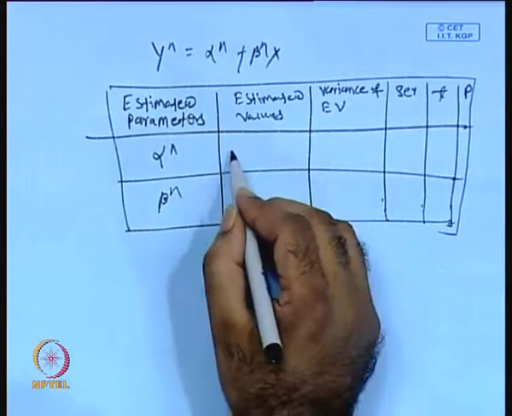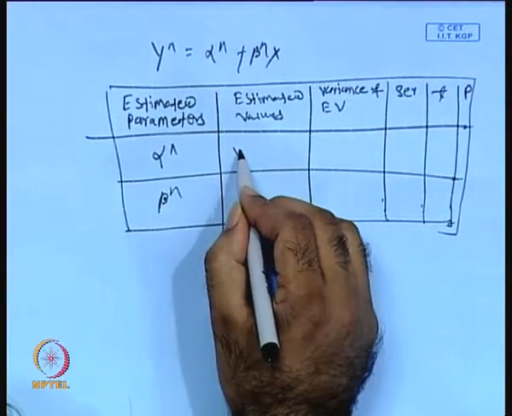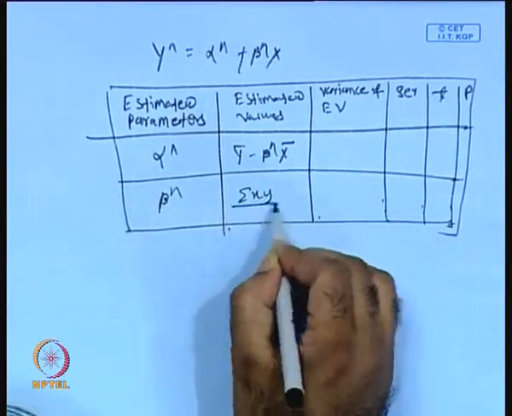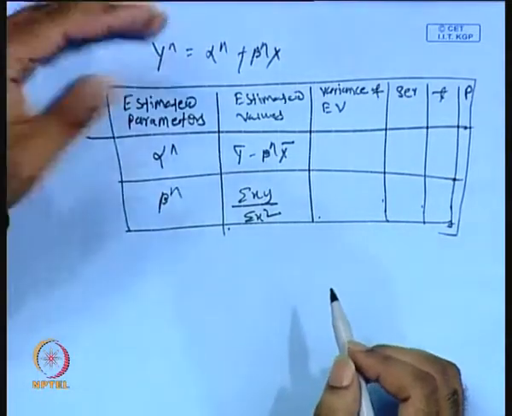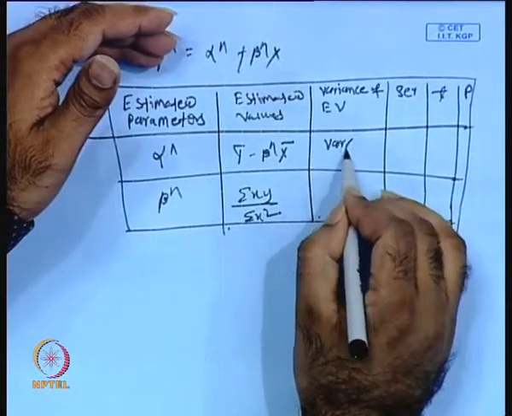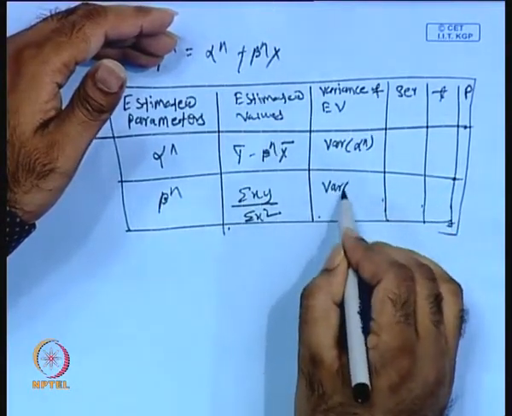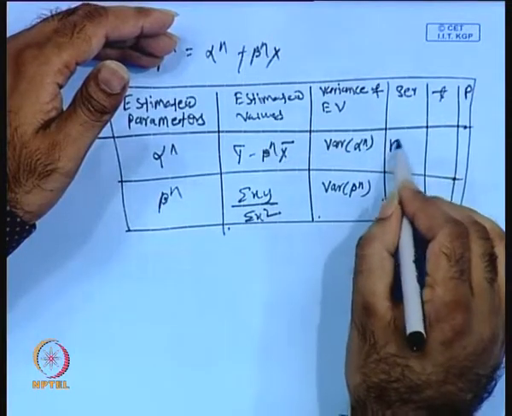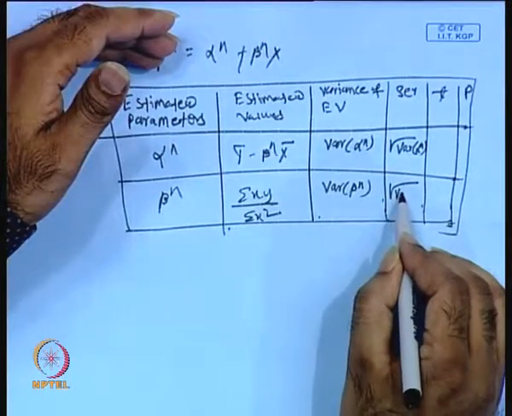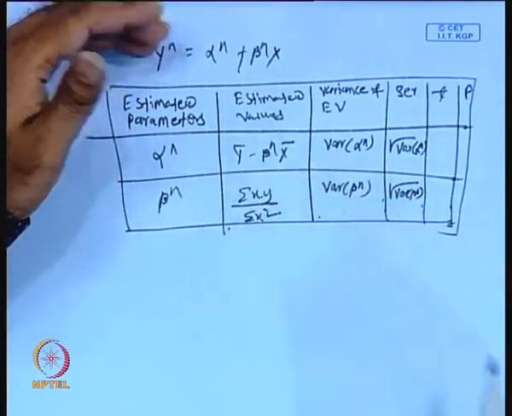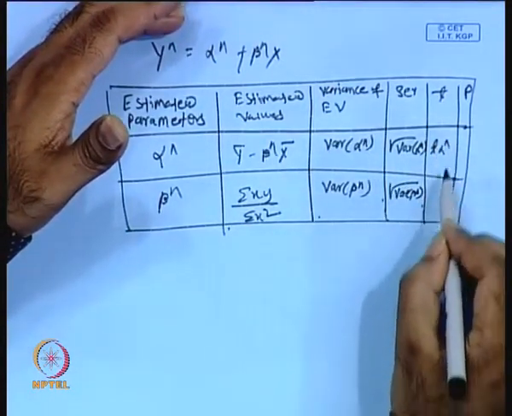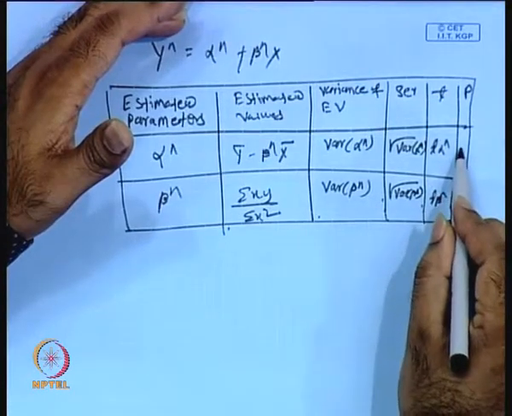Now, what is the estimated value? Alpha hat is nothing but y bar minus beta hat x bar, and beta hat is equal to summation xy by summation x squared, which we have discussed long back. Then the variance of alpha hat and the variance of beta hat. The standard error is the square root of the variance of alpha hat and of beta hat. This is how the standard error will be designed. Then the t statistics are t alpha hat and t beta hat, and we would like to know the significance levels.